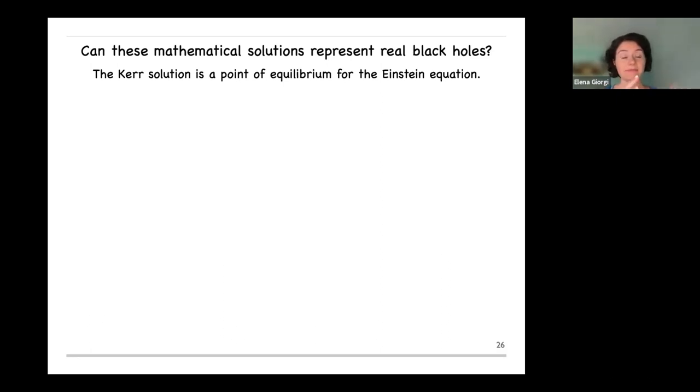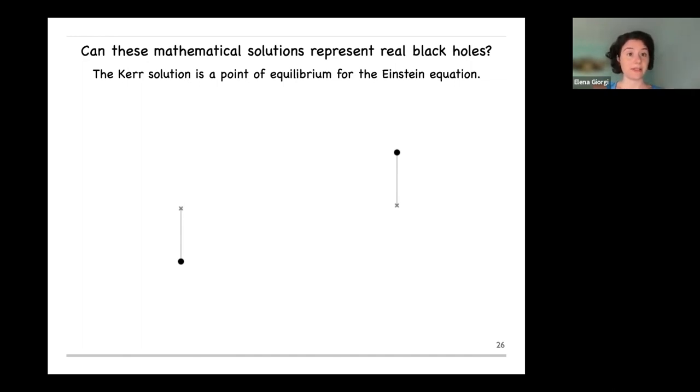So here, I want to draw an analogy with an object that hopefully is more common than black holes, that also has points of equilibrium, which is the pendulum. Okay, so the pendulum has two points of equilibrium, the position downward and the position upward. So if you could position your pendulum in exactly, precisely those two positions, then the pendulum would remain still, would not move for all times. It would just stay there forever. Okay, but there is a huge difference though between these two positions.